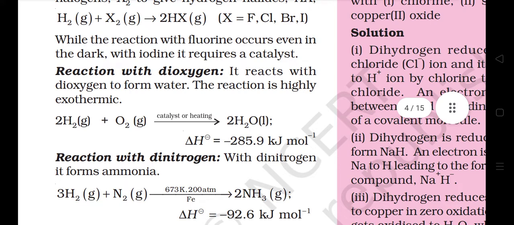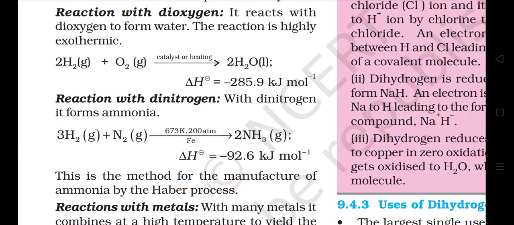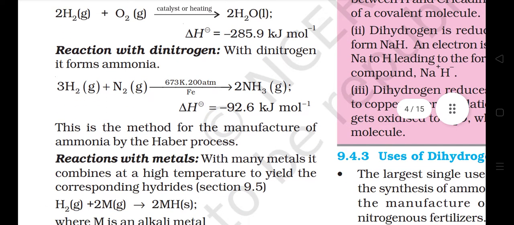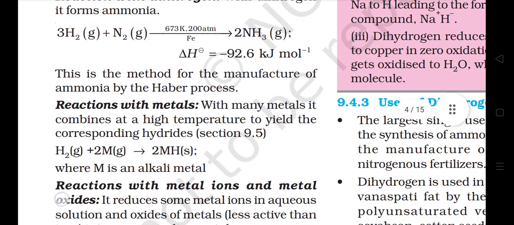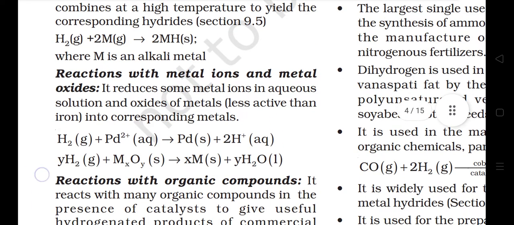Reaction with dioxygen. It reacts with dioxygen to form water. The reaction is highly exothermic. Reaction with dinitrogen. With dinitrogen it forms ammonia. This is the method for the manufacture of ammonia by the Haber process. Reactions with metals. With many metals it combines at a high temperature to yield the corresponding hydrides, where M is an alkali metal. Reactions with metal ions and metal oxides.